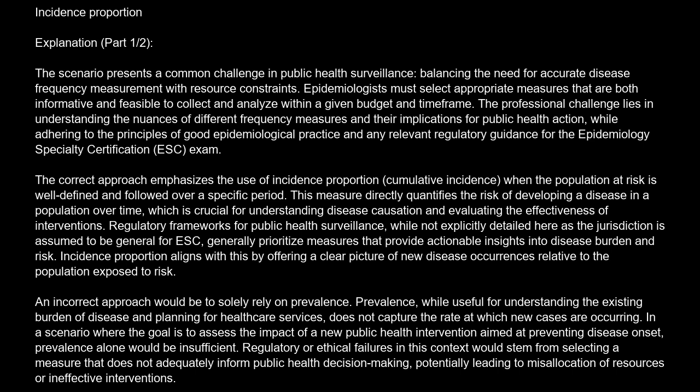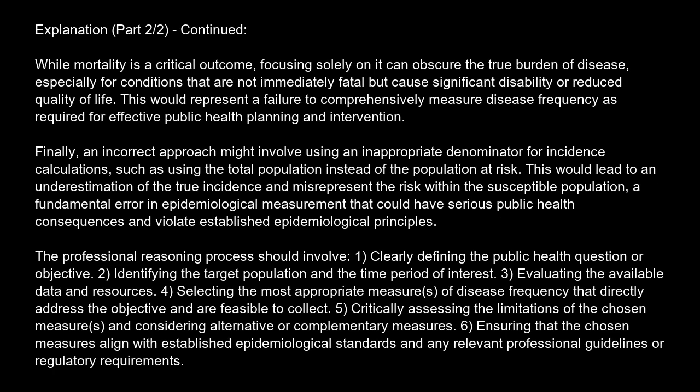Another incorrect approach would be to use mortality rates without considering morbidity. While mortality is a critical outcome, focusing solely on it can obscure the true burden of disease, especially for conditions that are not immediately fatal but cause significant disability or reduced quality of life. This would represent a failure to comprehensively measure disease frequency as required for effective public health planning and intervention. Finally, an incorrect approach might involve using an inappropriate denominator for incidence calculations, such as using the total population instead of the population at risk.